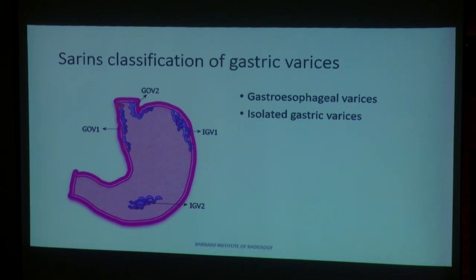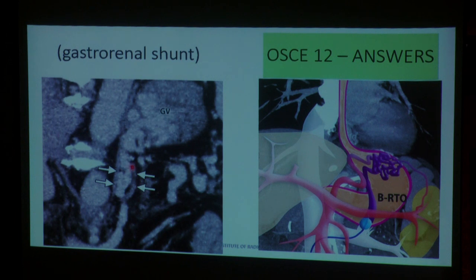So now the Sarin's classification of gastric varices. This is the gastroesophageal varices type 1, which is on the right side. The gastroesophageal varices, which go on into the fundus of the stomach also. This is the isolated gastric varices type 1, and more in the body is called type 2.